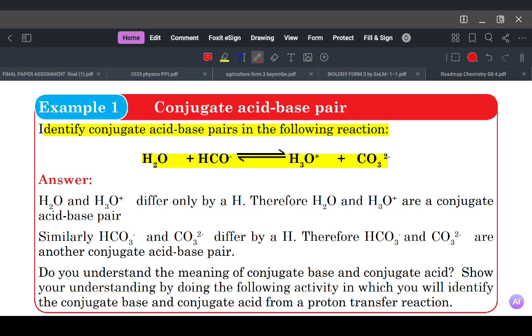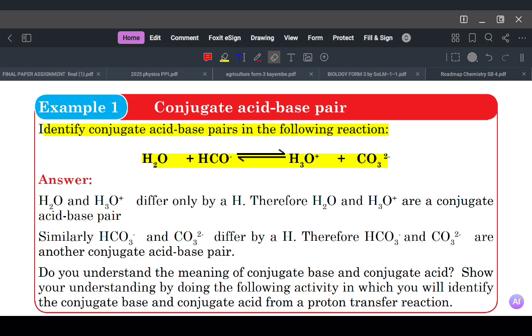Similarly, if you look at the molecules HCO3 minus and the CO3 2 minus, these molecules are also the same, but they differ by a hydrogen atom. This one has 1 hydrogen, while this one here does not have a hydrogen. Therefore, these two will also form another conjugate acid-base pair.